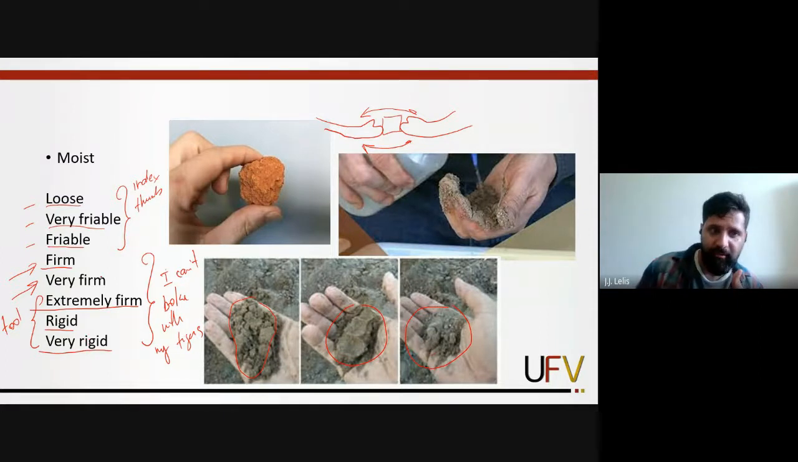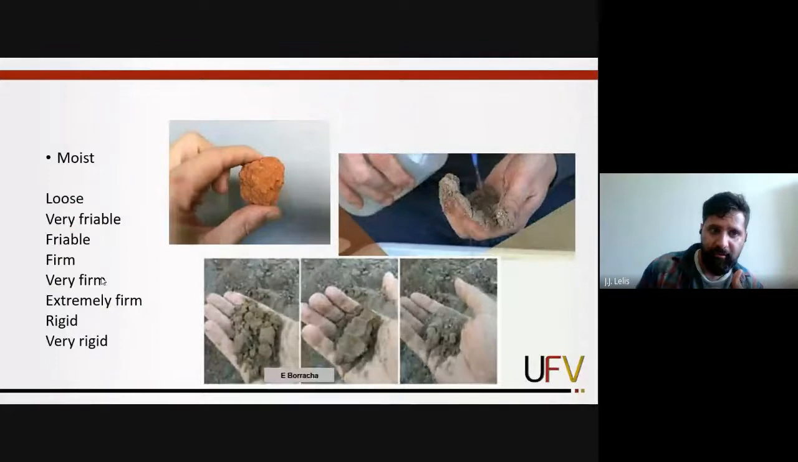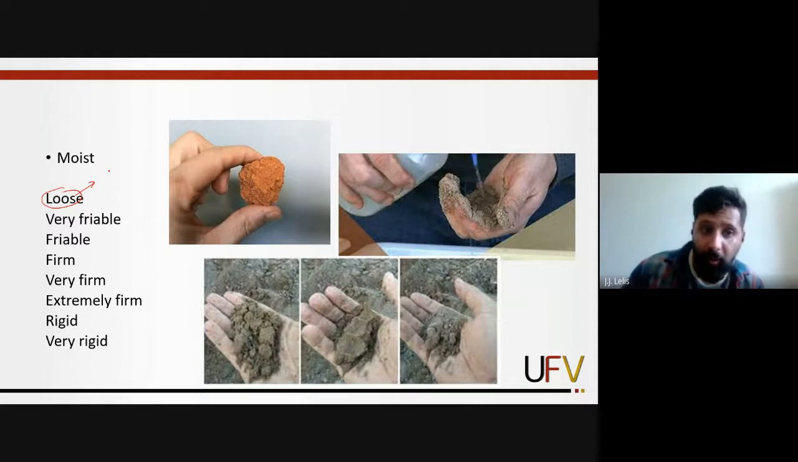Okay, and again, I can find that description. If I have a loosey consistency, I have a soil, a layer, a horizon that has a lot of sand. If I have a very friable or friable consistency, I have 1-to-1 or oxide minerals. Okay. If I have this consistency, I have 2-to-1 minerals.